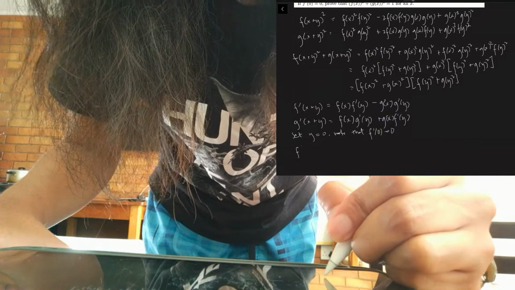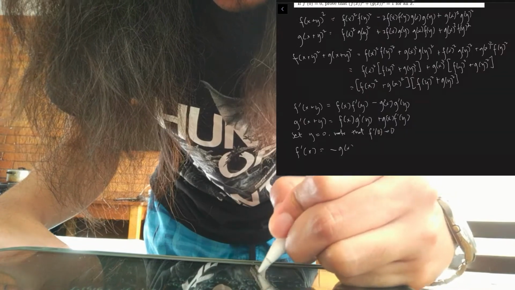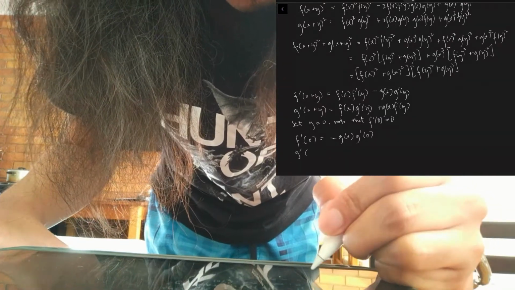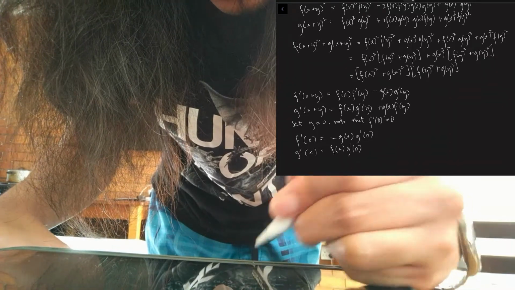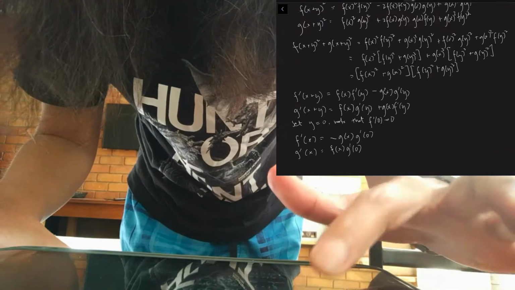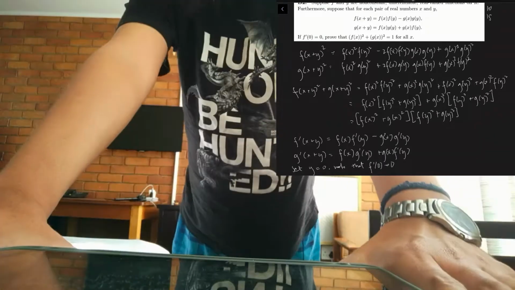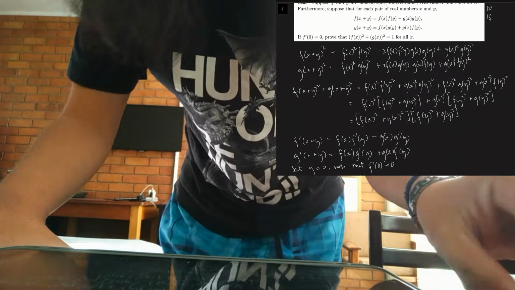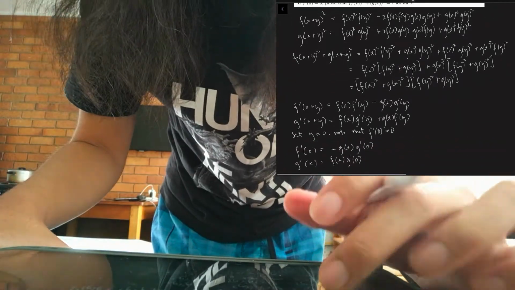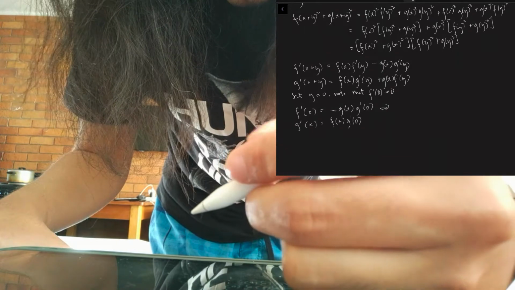Okay, so we are left with f prime of x equals, the first term is 0, so you have negative g(x) g prime 0, and then for the second one we have g prime x equals f of x g prime 0, and then the second term is of course 0. And again we are at 15, so 16, 17, 18, 19, 20. Okay, so 20, 5 more. Okay, so from here what I can do is I can solve for g prime of 0, right?